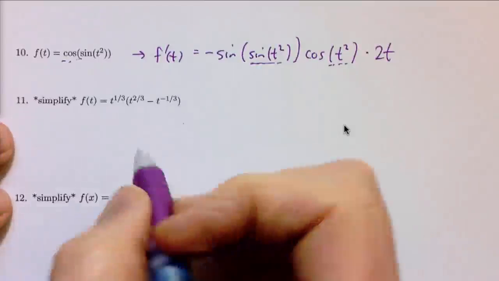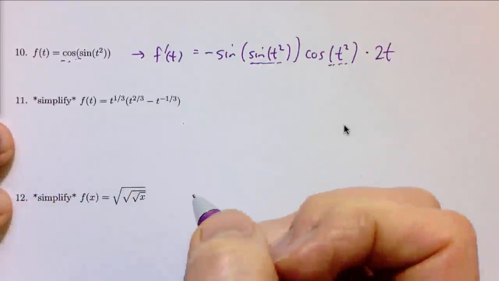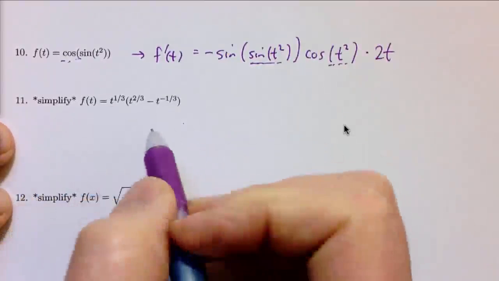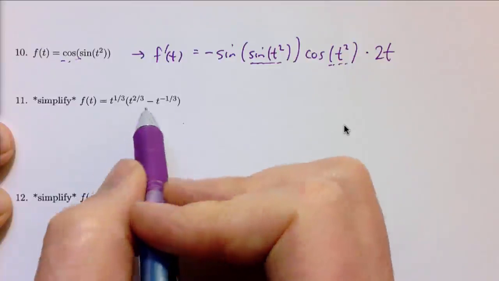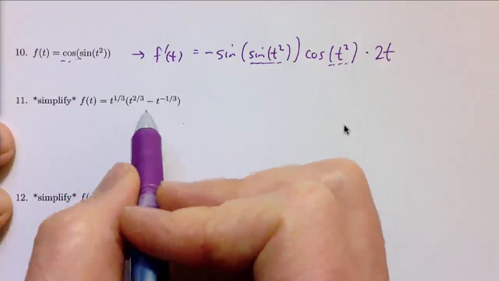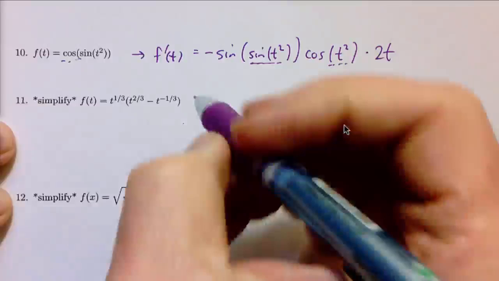If you're using the product rule on this next problem, you're working way too hard. All right, because if you're going to do the product rule, it's a mess. You have a lot of fractional exponents. And then you're still going to have to deal with the fractional exponents after you've done the derivative. Why not deal with the fractional exponents right up front?